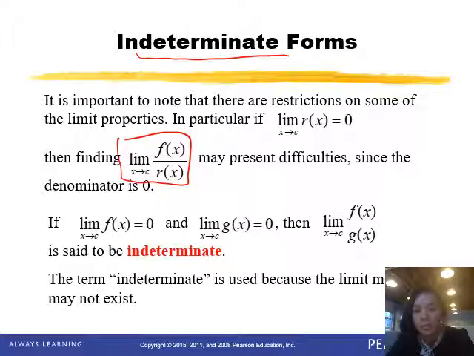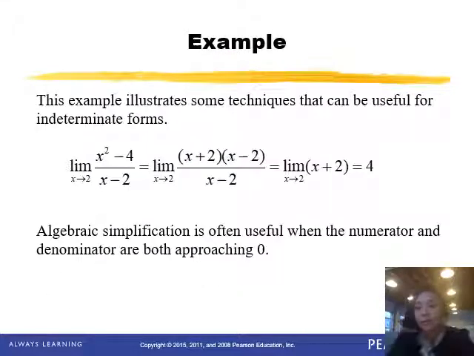What if the denominator is 0? Then that limit is indeterminate, and that's all that's important here. All right, so let's take a look at an example here.